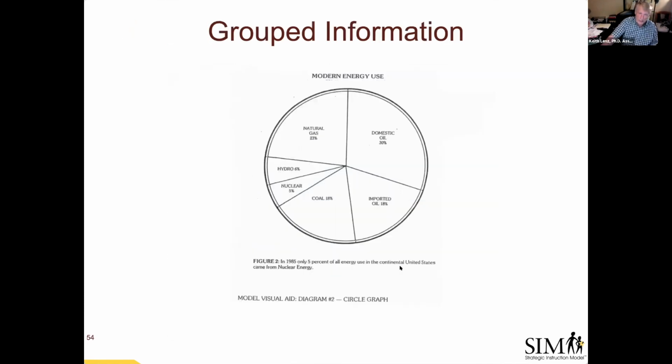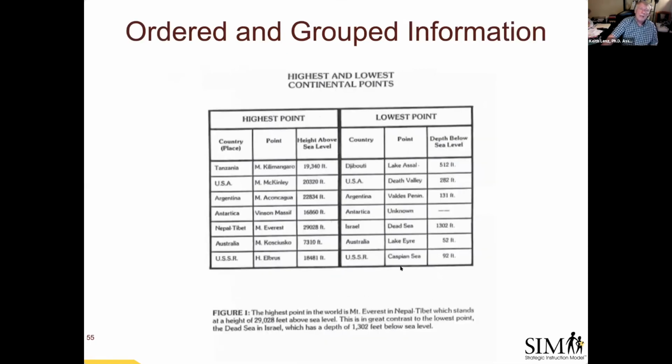Here's grouped information, a pie graph. There's no sequence here. It's just telling you the categories. Here's ordered and grouped, lowest point to highest point. If they had organized these by height, then it would be even more ordered. So here you might have a combination.